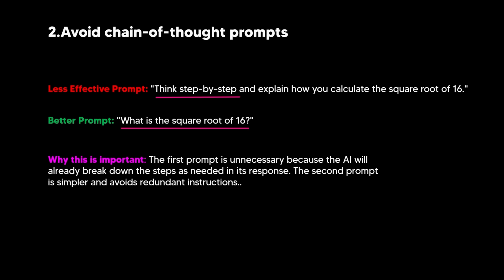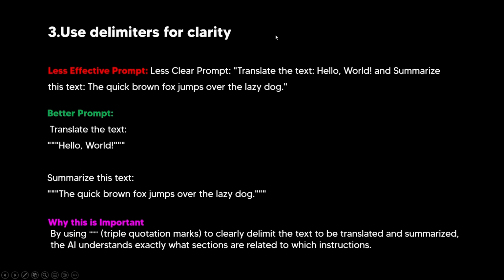Additionally, we need to use delimiters for clarity. In their documentation, OpenAI states that we need to use delimiters. What you need to do if you want a more effective prompt is to use special characters or formatting to separate different parts of your input to the AI. Essentially, you can use XML tags, and these tags are used in coding to structure data.